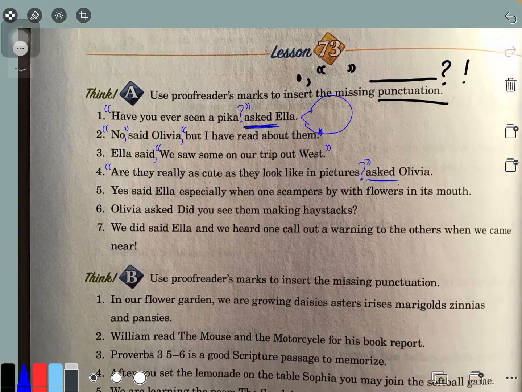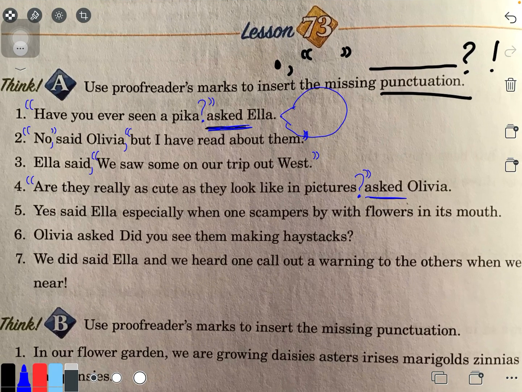Number 5. Yes, said Ella, especially when one scampers by with flowers in its mouth. Okay, so this is very similar to number 2. Remember how number 2 there was a little break with the said Olivia, but we continued? So here, same idea for number 5.